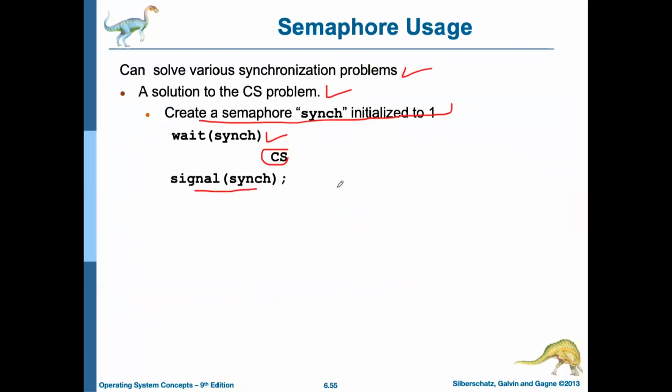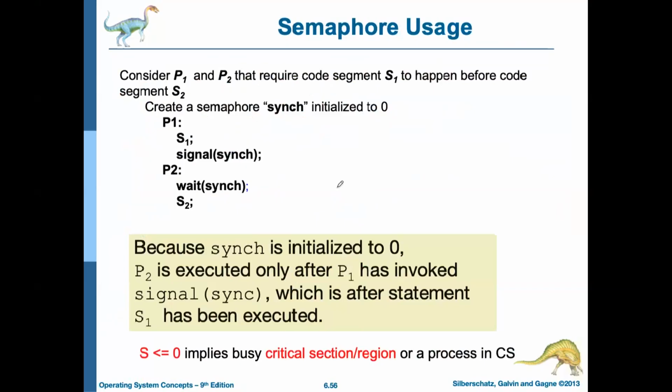Okay, we need to have this kind of thing in your code. Consider P1 and P2 that require code segment S1 to happen before code segment S2. We want this, so we create a semaphore sync, which is initialized to 0. This is process 1, then S1, and then we have a signal sync.